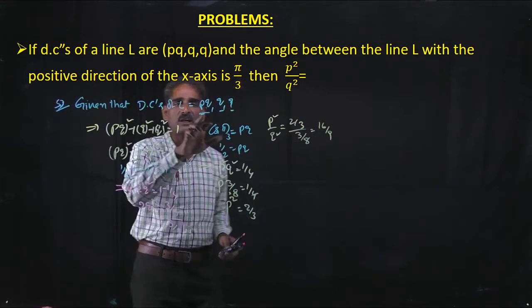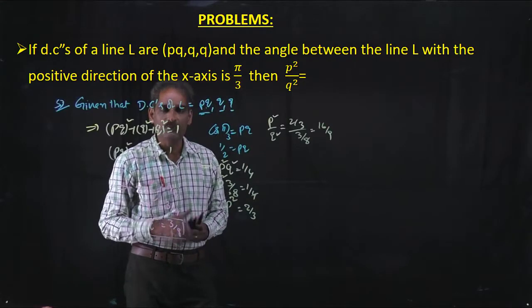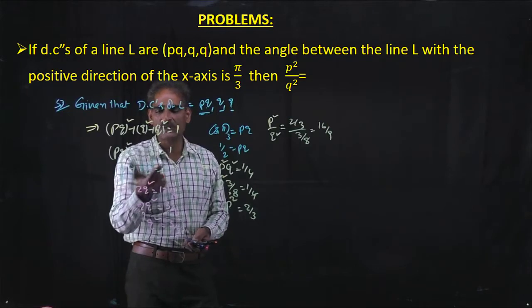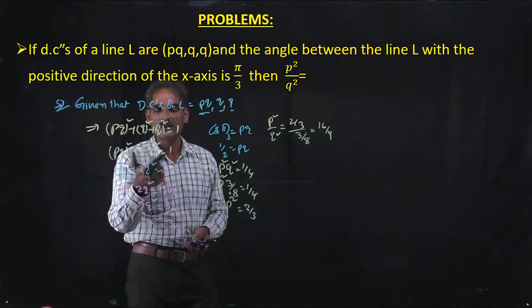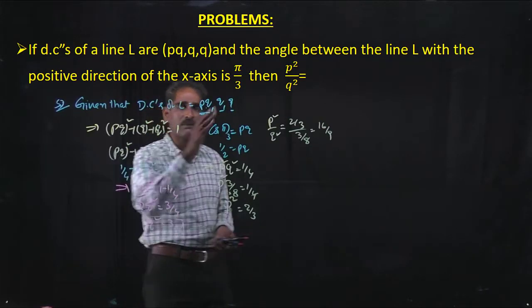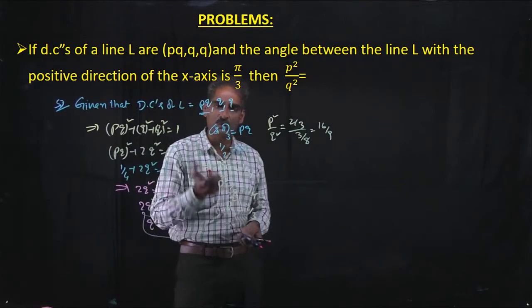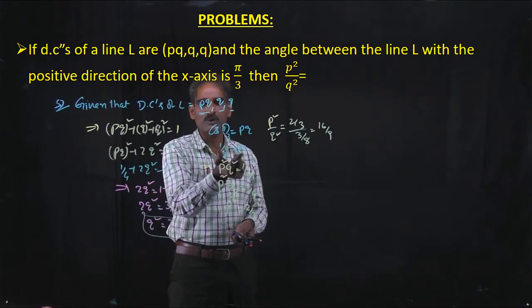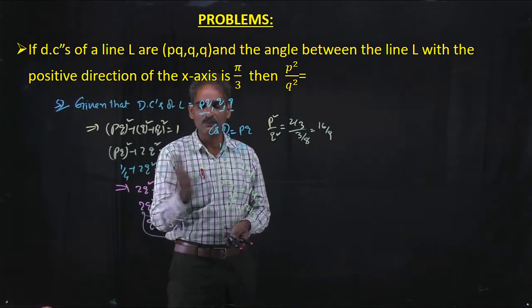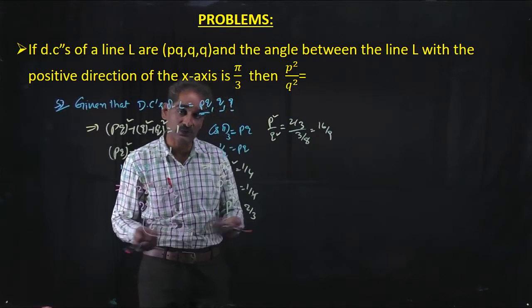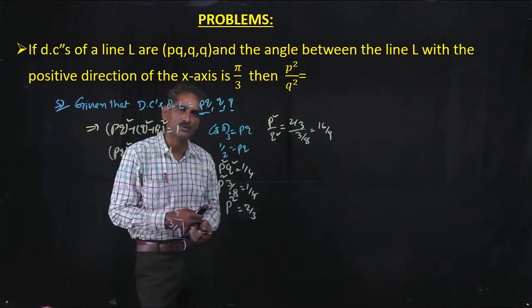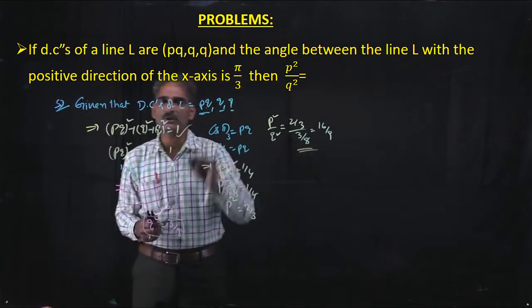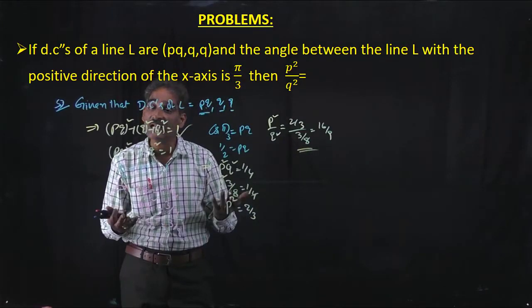Here these three are the DCs of a line L. We know that the sum of the squares of the DCs is equal to 1. With respect to that condition, we get this relation. Already given that the angle made by the line with the positive x-axis is pi by 3, so cos of pi by 3 is equal to the first DC. With the help of these two values, we can find p square and q square. The required value p square by q square is equal to 16 by 9. This property is important for the DCs of any line.